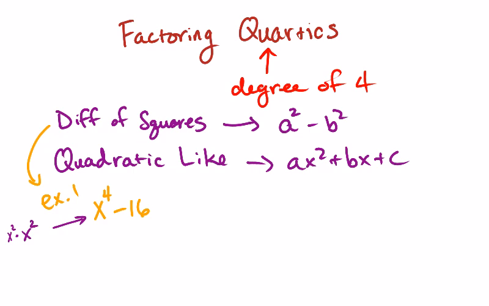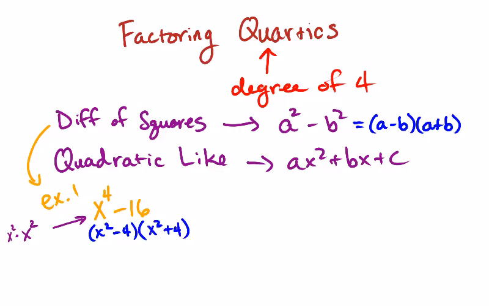And so to do difference of squares, remember, we square root in our mind each term, and then we just use the formula a minus b, a plus b. And so the square root of x to the 4th is x squared, and the square root of 16 is 4. So we use the formula: x squared minus 4 and x squared plus 4.